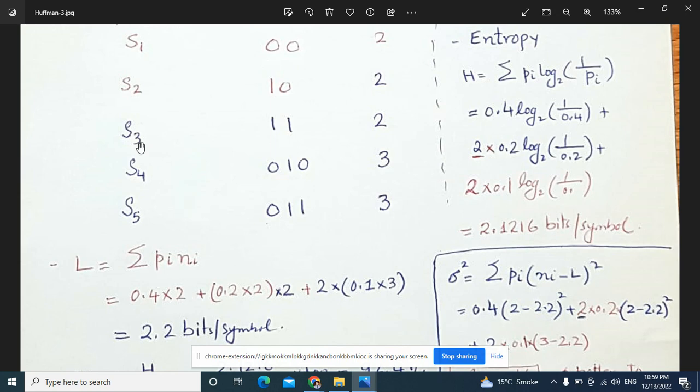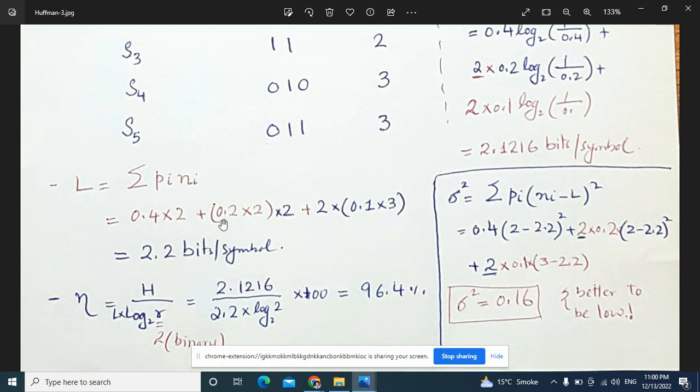Second, 2 and 3 have probability 0.2, so that is why you multiplied with 2, because messages are 2. So then you multiplied with the code word length. So both have 2 code word length. So 2, 2. So that is why you multiplied by 2. The third, fourth and fifth messages have probability 0.1, so that is why you multiplied 2 with the probability, and both have the code word length, that is 3, so that is why you multiplied with 3. The average code word length will be equal to 2.2 bit per symbol.